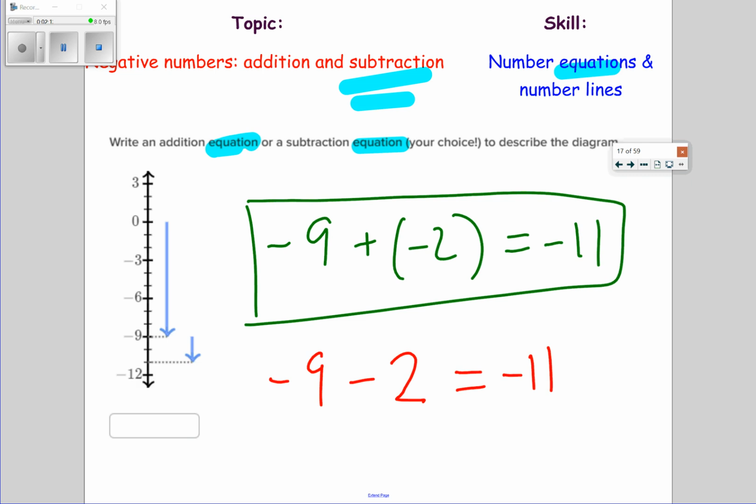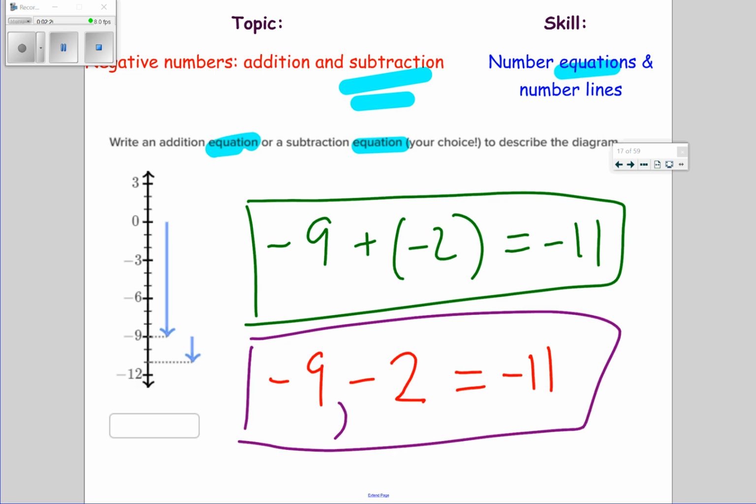Let's go purple here. Negative 9 minus 2 is the same as negative 9 and add to it negative 2. See how these two are basically the same thing. So plus negative 2 or minus 2 means the same thing. Add negative 2, add negative 2. So negative 9 minus 2, or negative 9 plus negative 2, equals negative 11. So either one of these answers is acceptable.